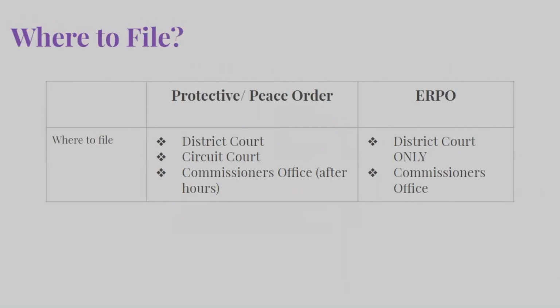Where can you file these orders? For a protective and a peace order, you can file them at your local district court or circuit court. If the district or the circuit court are closed or it is after hours, you would then need to go to the commissioner's office to file the order. For an extreme risk protective order, you can only file that petition at a district court. Again, if the district court is closed, you would then go to the commissioner's office.